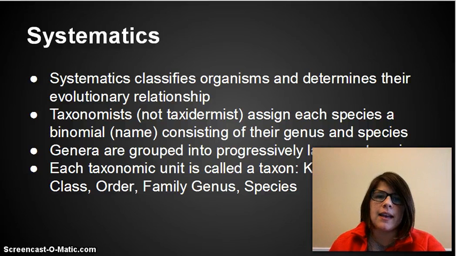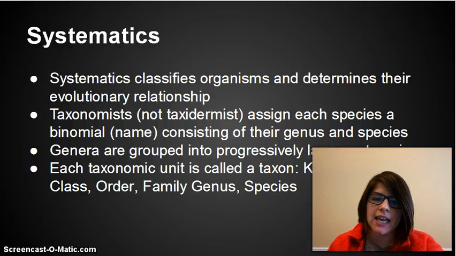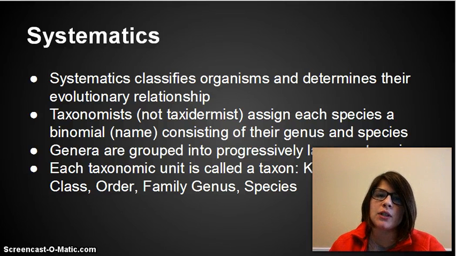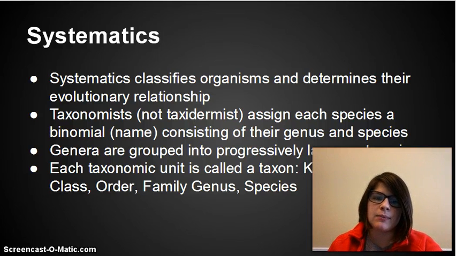So let's talk a little bit about systematics. Systematics classifies organisms and determines their evolutionary relationship. Now remember that when we are classifying an organism, we are going through taxonomy, the branch that classifies all organisms into their different taxons, and we're going to talk about that a little later. So taxonomist, not taxidermist. A taxidermist is the people who stuff organisms after they have died. A taxonomist is the person who actually gives it its actual name and assigns each species name.